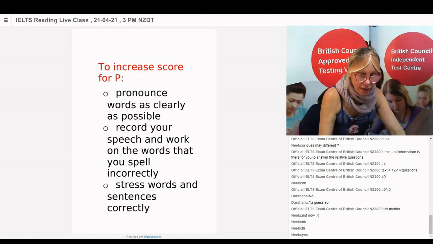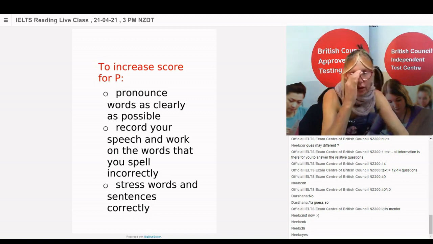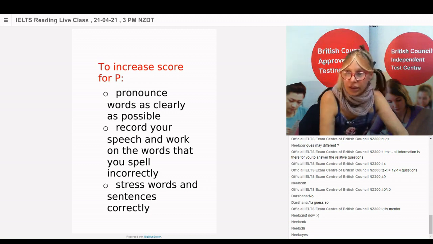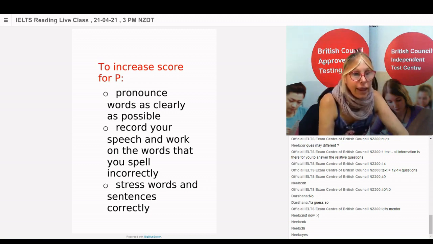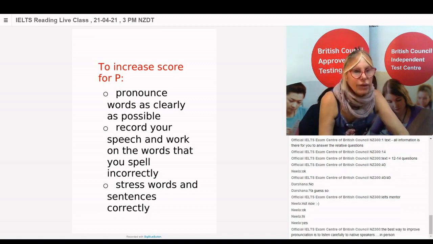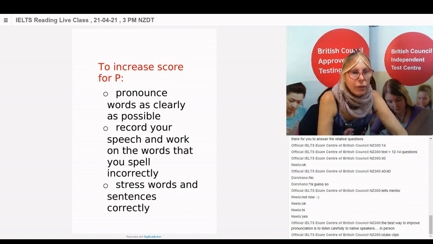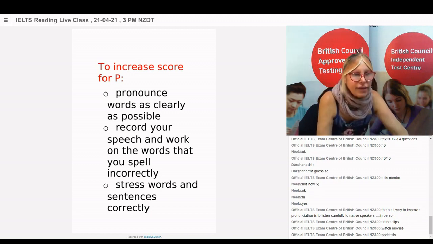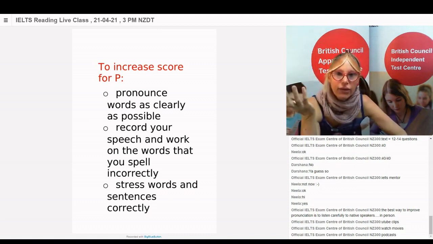Now, this can be either in person. I know, Neela, you're not in New Zealand, but Manjit, maybe you are, talking to people wherever you go and listening to their accents, and especially if you've got Kiwi friends, that would be great. If you're not able to speak to native people, you can listen to YouTube clips. You can watch movies. You can listen to podcasts. So all of these things are really useful.